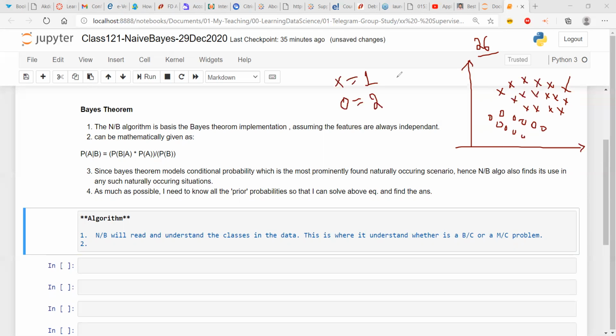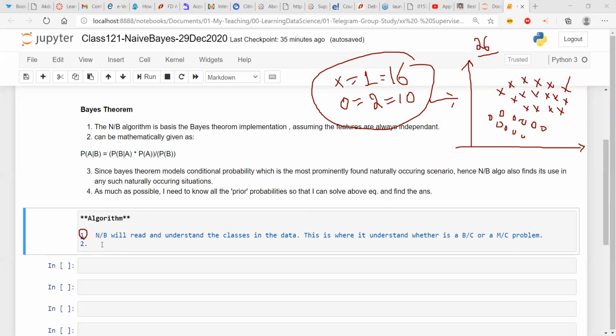So I have 26 points. Class 1 has 16 points. Class 2 has only 10 points. It's not a very imbalanced kind of data, but let's say this is the scenario. Now, this is what my first step will be. The algorithm is just going to understand what the data distribution is.